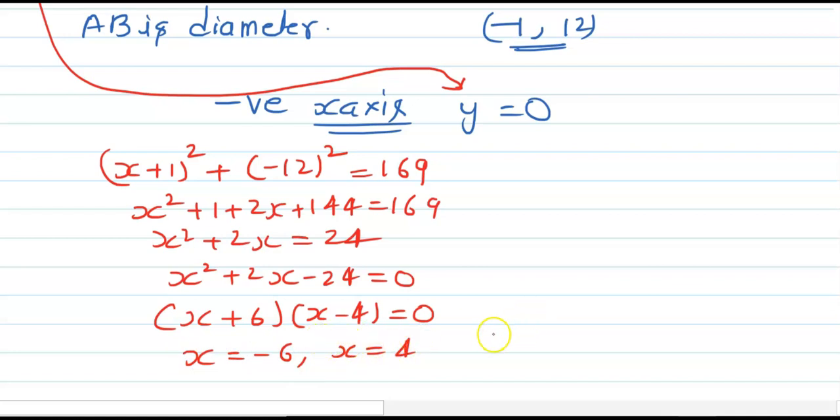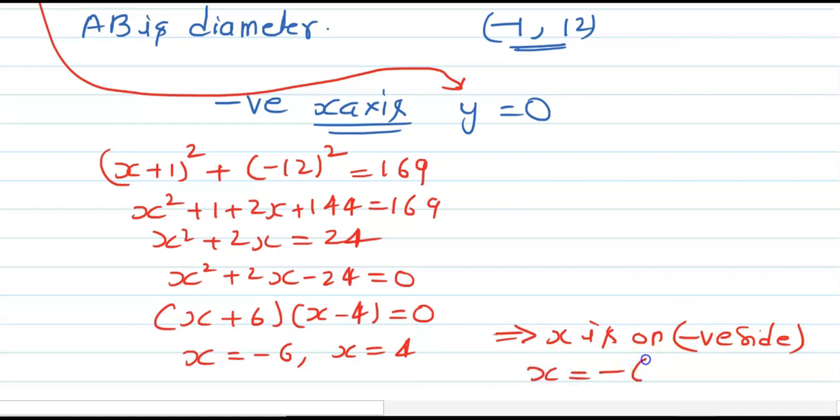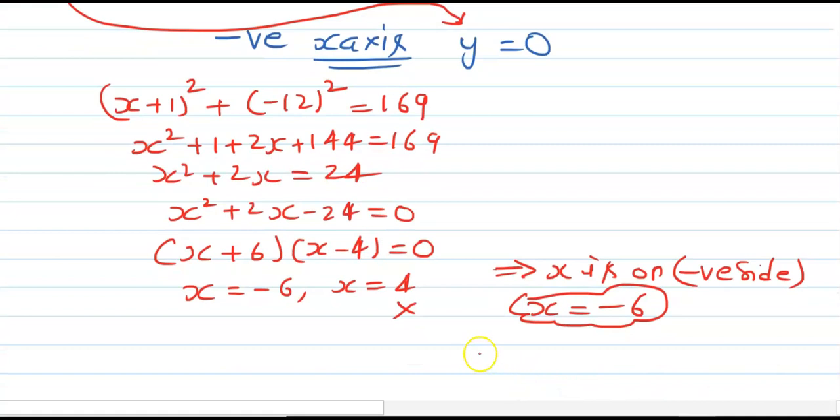Because x is on the negative axis, we will take x as minus 6 here, and we will ignore x equal to 4. Okay, so the coordinates of C will be minus 6 and y is already 0. Okay, that finishes the C part.